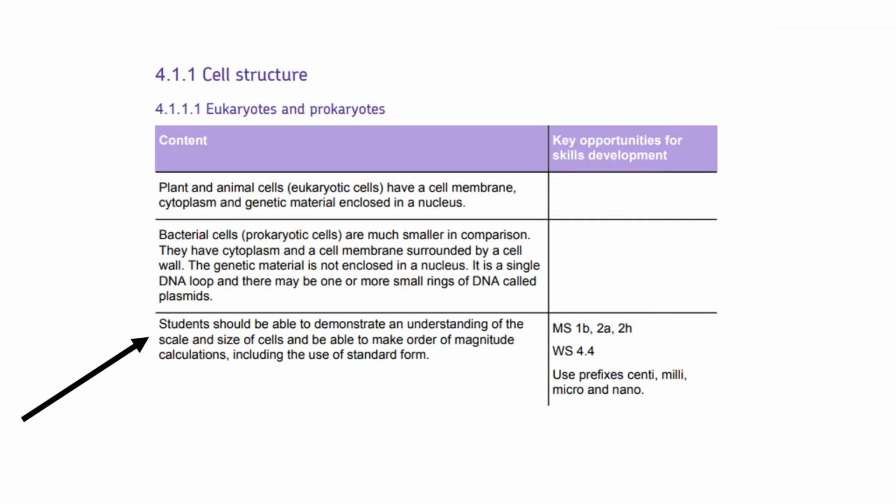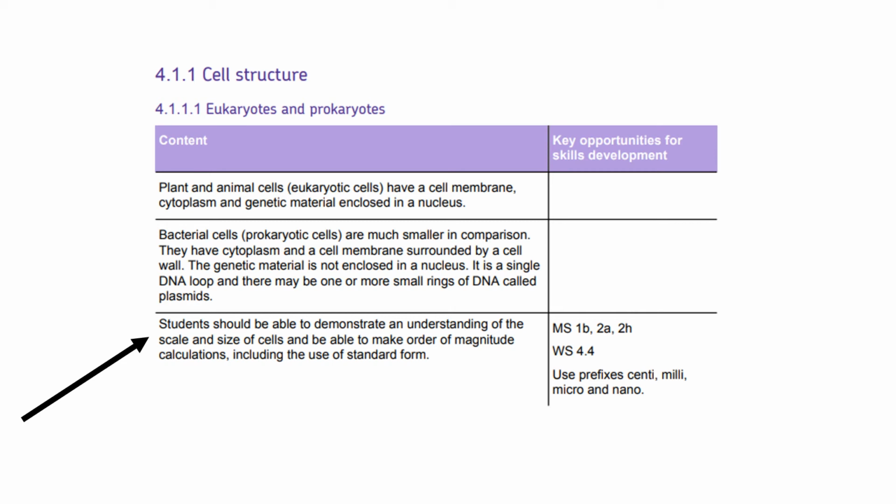The third bit is a little bit trickier because it's kind of a general science skills. So it says students should be able to demonstrate an understanding of scale and size of cells, and be able to make order of magnitude calculations, including the use of standard form. And you can see on the right-hand side that it expects you to know centi, milli, micro, and nano.